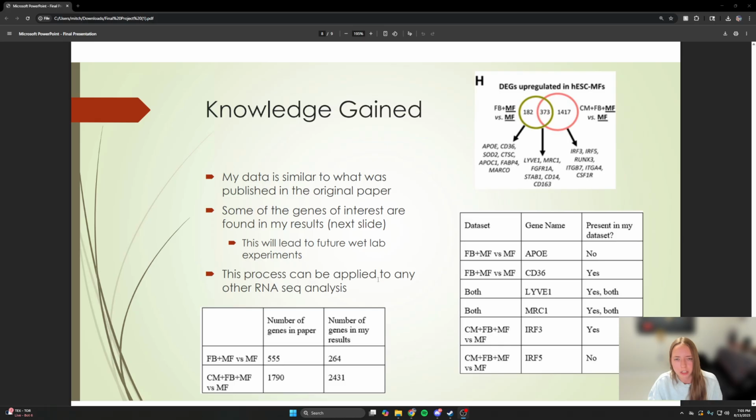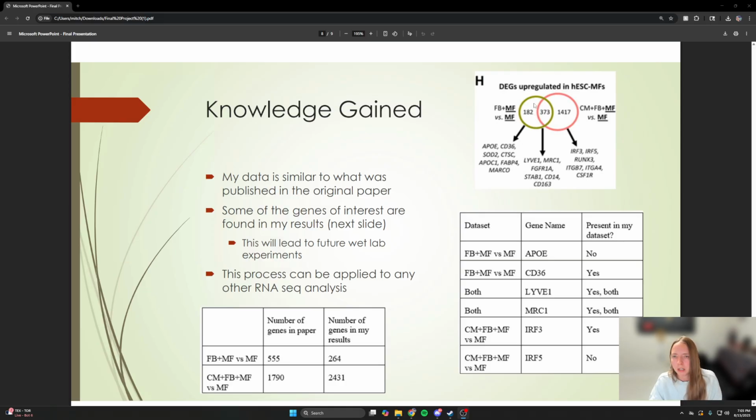So some of my knowledge gained. One of the first things I wanted to do was know how similar my data was to what was published in the original paper to know if I actually did this right. And I knew going throughout the process I had some issues with my data set. But this is the figure from the original paper, and it shows two groups, the fibroblasts and macrophages versus macrophages, and then this group, cardiomyocytes, fibroblasts, macrophages versus macrophages.